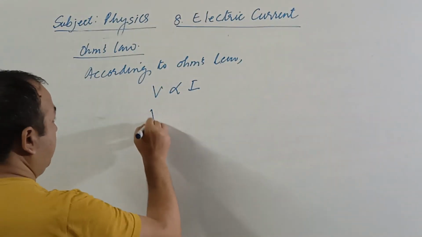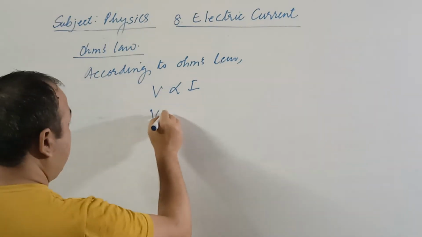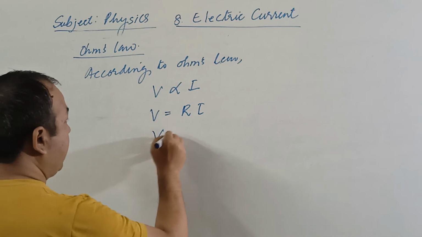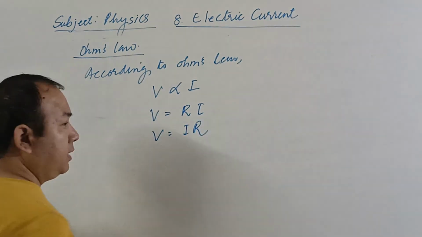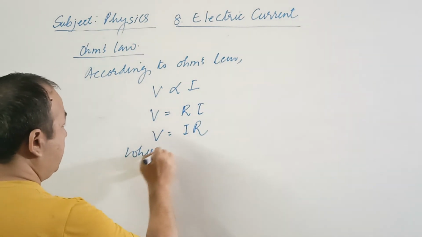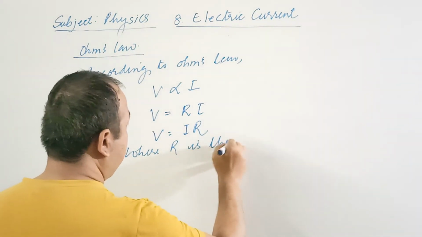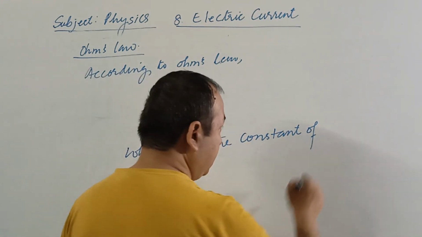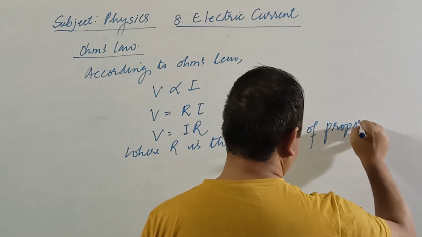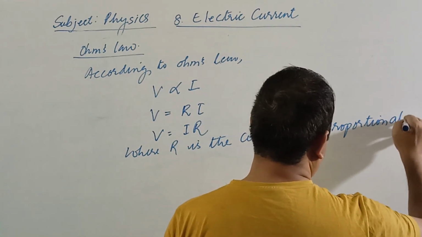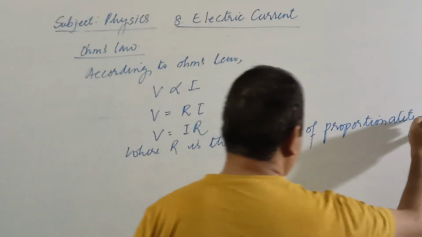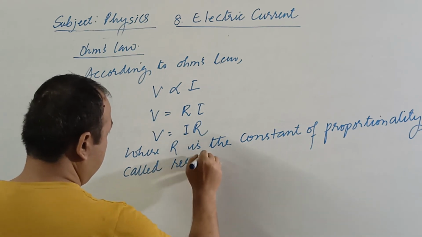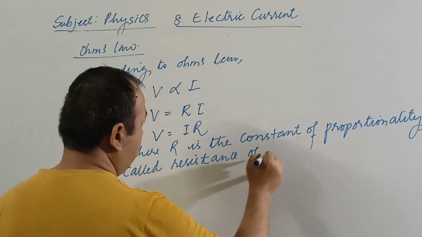Then when you remove this proportionality sign, the constant of proportionality comes, which is denoted by capital R. Or the same thing we can write like this: V is equal to IR, where this R is the constant of proportionality, which we call the resistance of the conductor.